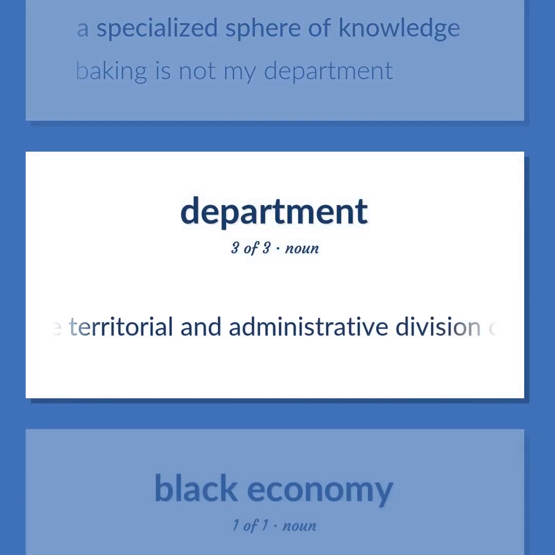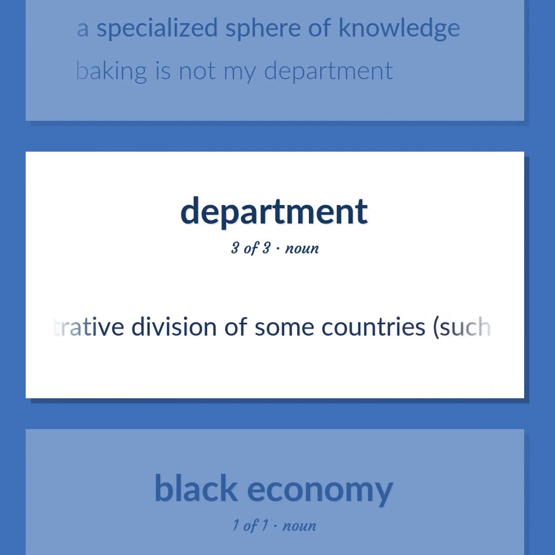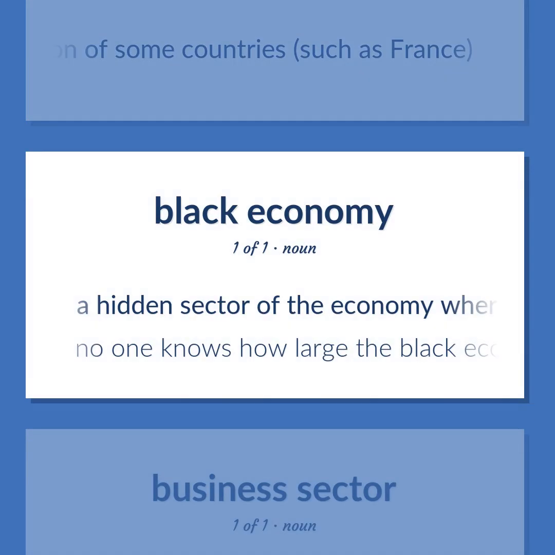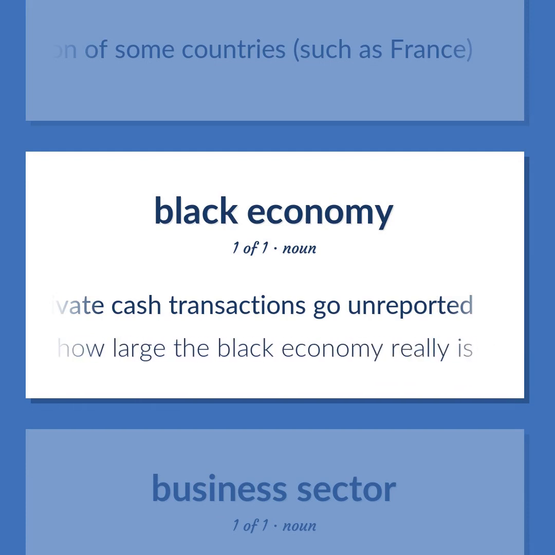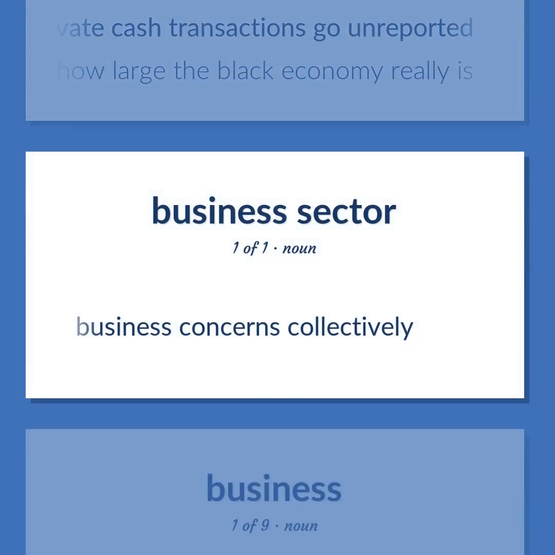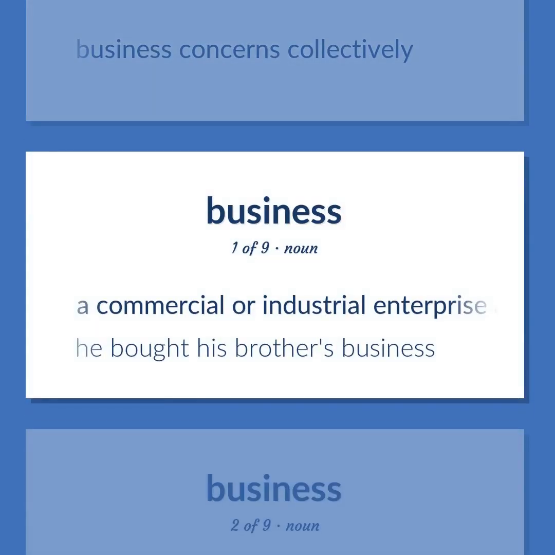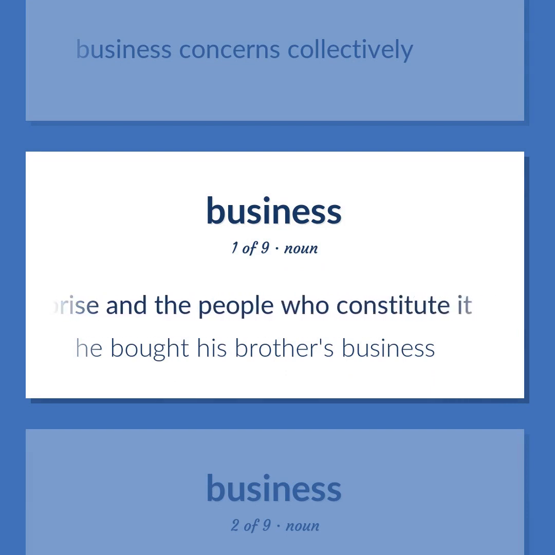The territorial and administrative division of some countries, such as France. A hidden sector of the economy where private cash transactions go unreported. No one knows how large the black economy really is. Business concerns collectively. A commercial or industrial enterprise and the people who constitute it. He bought his brother's business.